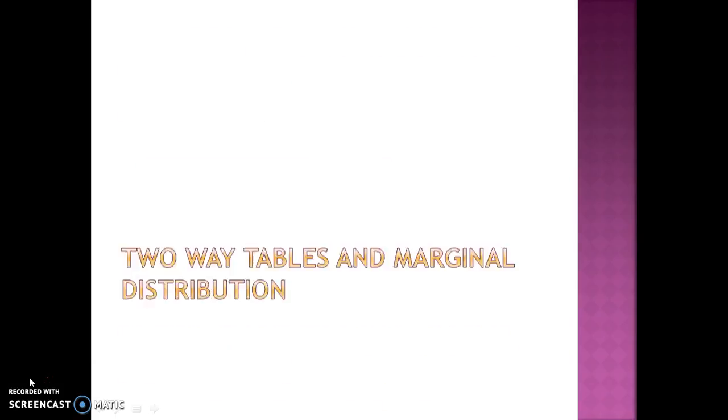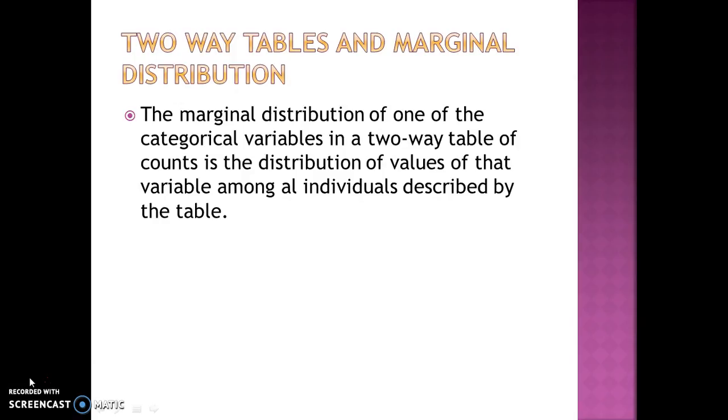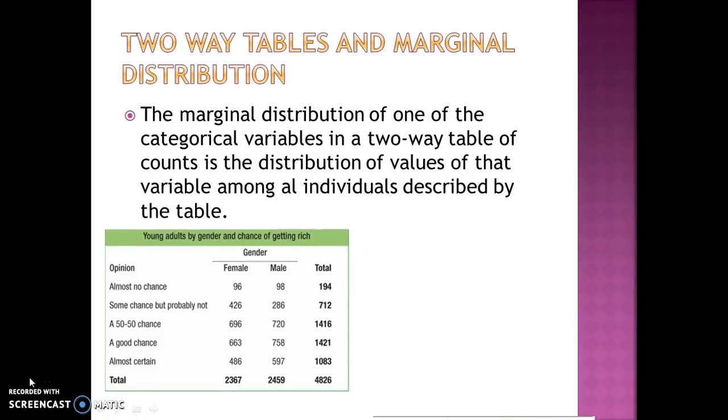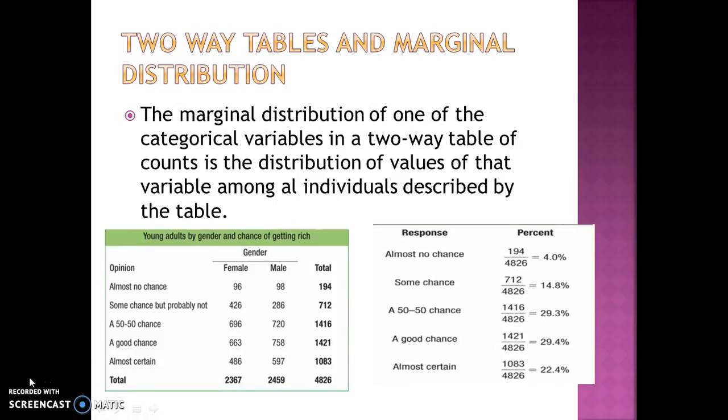Okay, so what we're going to do is come up with some distributions. Marginal distribution of one of the categorical variables in a two-way table of counts is the distribution of values of that variable among all individuals described by the table. So here's your table again, and instead I'm going to put gender all together. So what percent of young adults thought they had almost no chance of being rich? Well, now I can see that's 4%, because I did the total of the genders, 96 and 98, and that gives me 194 over my overall total of my chart.